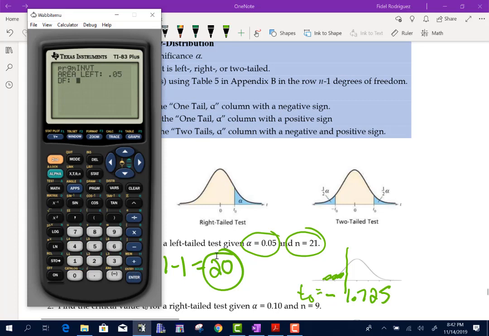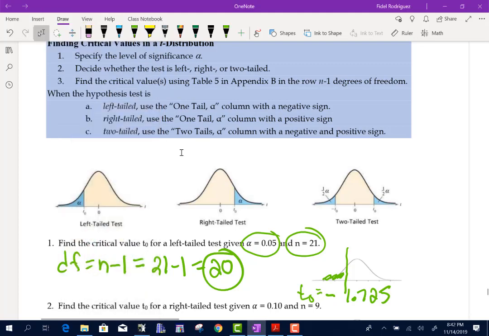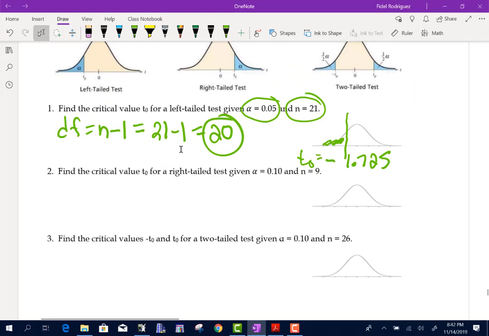And degrees of freedom, what was the degrees of freedom in this case? 20, so you're going to hit 20, and you should hit enter, and let's see if we come up with the same number. Are we? Negative 1.725? Okay, what do you like better, the chart or the calculator? Okay, use the calculator, right? If you like the chart, use the chart. But you see my point? You can do it one of two ways, right? All right, so guys, I'm going to keep using my calculator because it's much faster and everything. All right, so there's our left tail test.